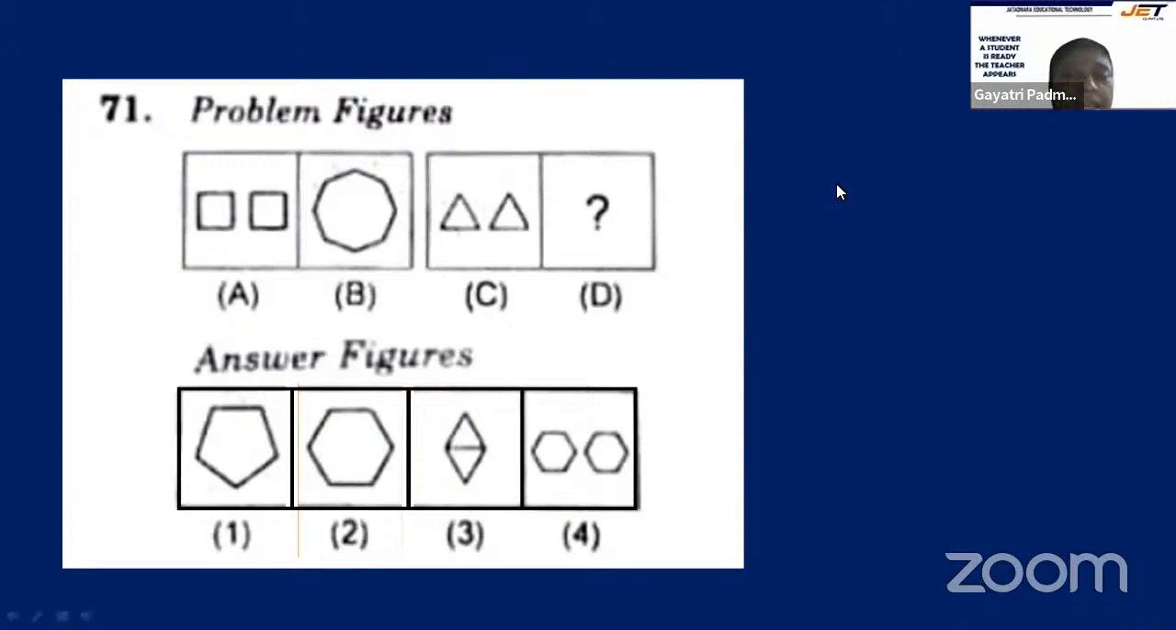What you should note in this is, in the first figure, you have two small squares. In the second figure, you have only one, which is double the first one. And in the third one, again, you have two small triangles. So what should be the fourth one? Definitely it cannot be option 4, and it cannot be option 3. Fine. So can it be option 1?